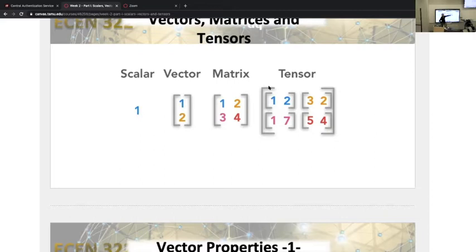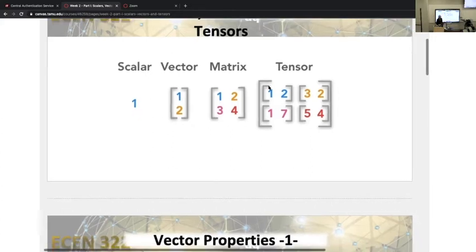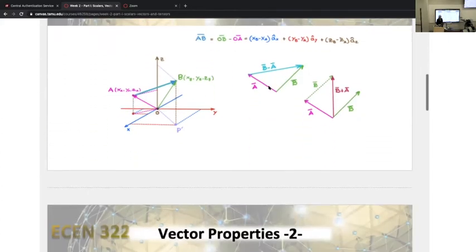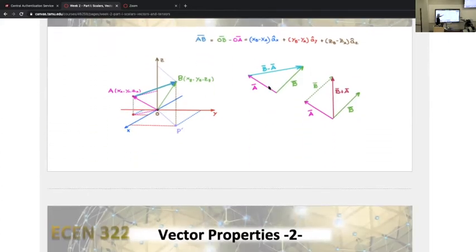It's a 1 times 2 vector as elements. Okay, sometimes you may see it in this form. But in this class, we're going to see vectors like this. Okay, so now we are going into vector properties.